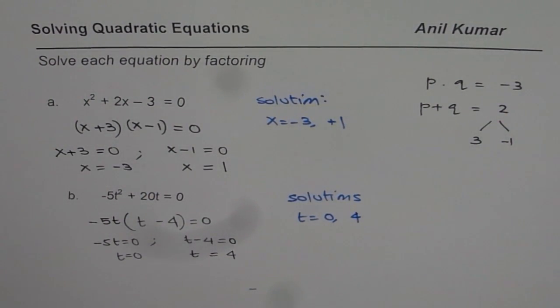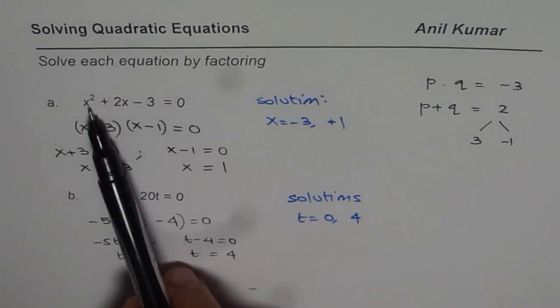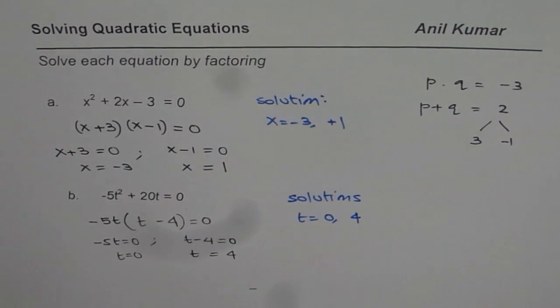So that is how we can solve quadratic equations using factoring. Now what you can do is check your solution. When you substitute these values back into the equation, the left side should be equal to the right side. That is to say, the equation should be equal to 0. So you can do that as an added exercise.